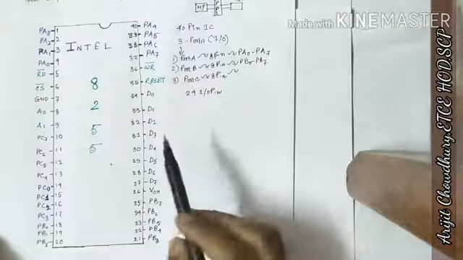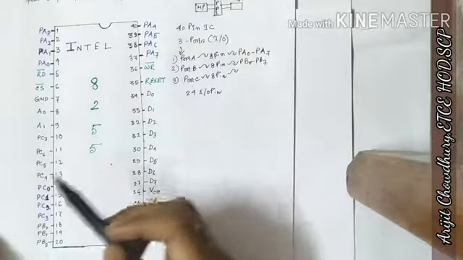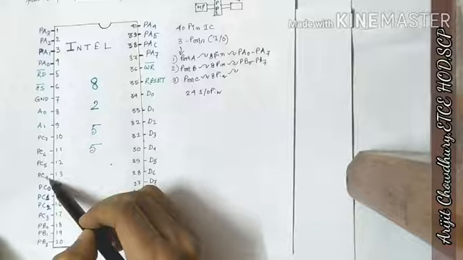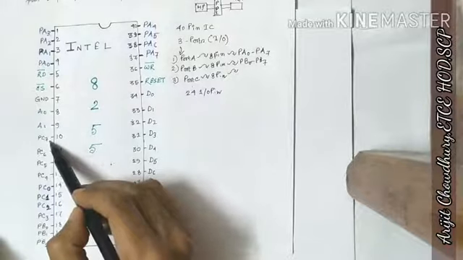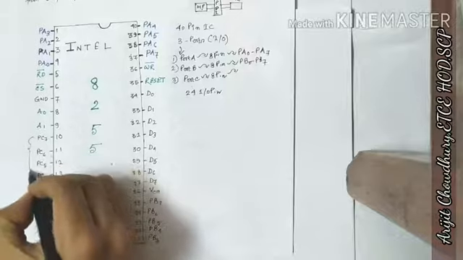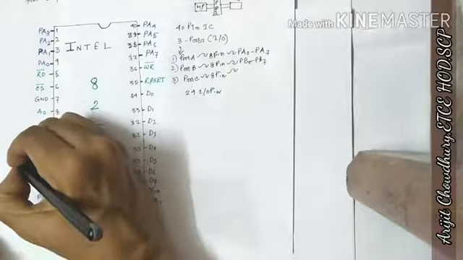In port C, actually, port C is divided into 2 parts. One is port C upper. Port C upper means PC4 to PC7. This is the upper part, port C upper.